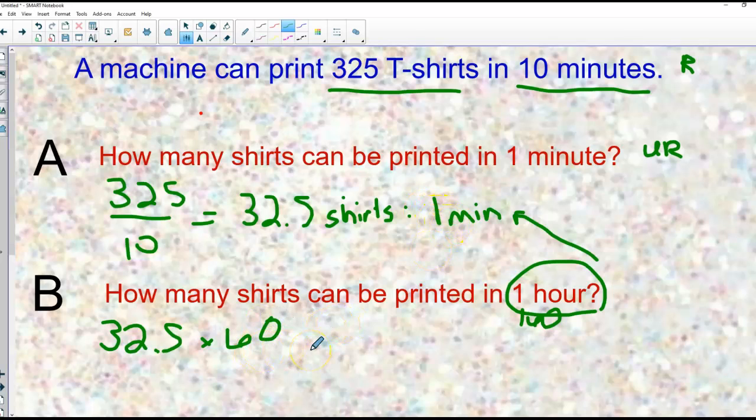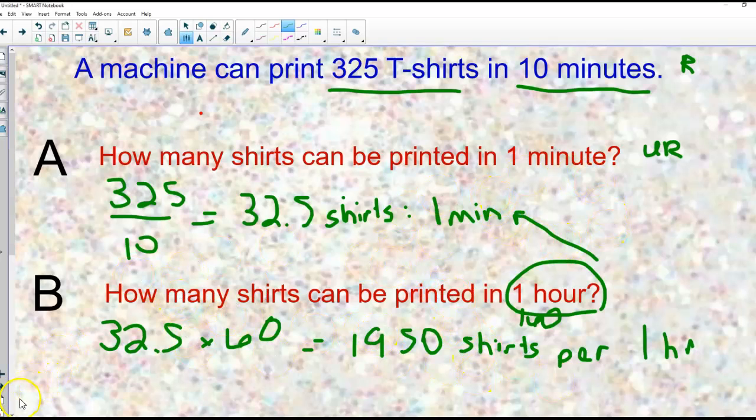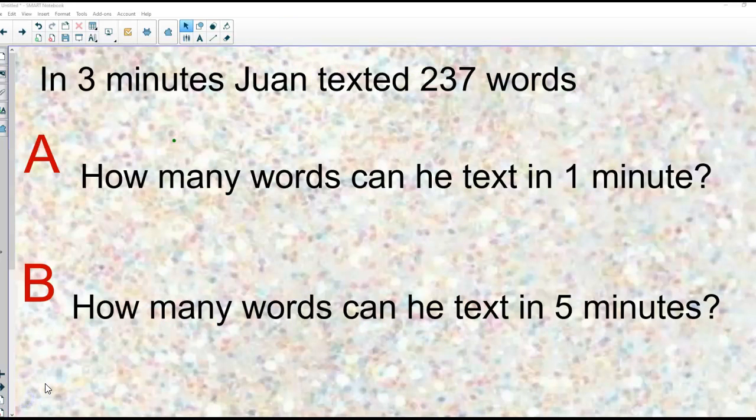So if I multiply 32.5 times 60, you'll get an answer: it can make 1,950 shirts in 1 hour, or 60 minutes, because they're the same thing. Okay, now that sounds a little more reasonable, that we're doing more in an hour than what we did in a minute. Okay, so we figured out one, then you can figure out your next one. Okay, let's look at one last problem.